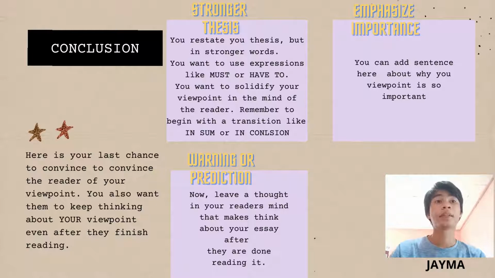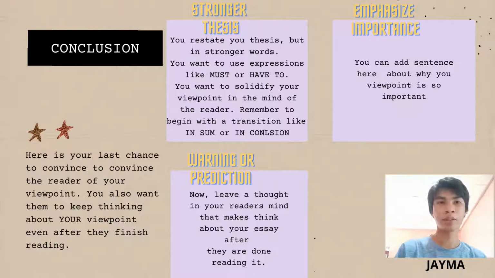Conclusion paragraph. Here is your last chance to convince the reader of your viewpoint. You also want them to keep thinking about your viewpoint even after they finish reading. The first sentence of the conclusion paragraph needs to have a stronger thesis. Remember, you need to convince the reader, and so you need to be even stronger. After you've given them the evidence, you should show them the other side was weak. Now you're going to restate your thesis but in stronger words. What does that mean? That means you're going to use expressions like must or have to, because you want to solidify your viewpoint in the mind of the reader.